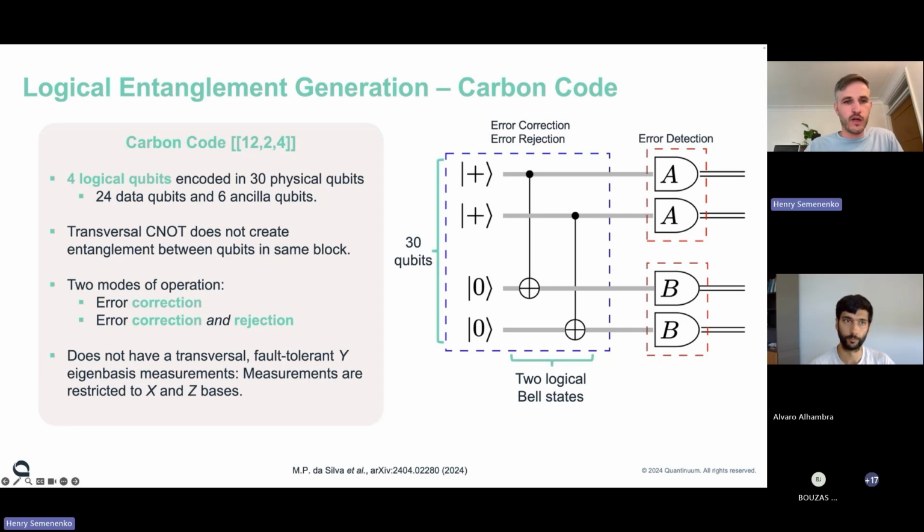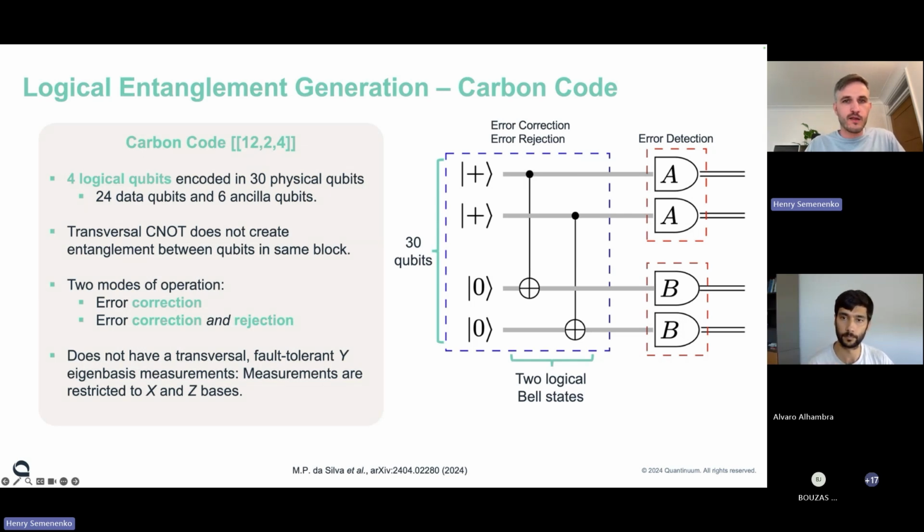One final thing to mention in this particular code: while it does have transversal CNOT gates, it doesn't have a fault tolerant Y eigenbasis measurement. So the results here are limited only to the X and Z bases. Actually, the results that I presented previously were also only the X and Z bases, so there is a fair like-for-like comparison between the operations that were performed in the two different codes.